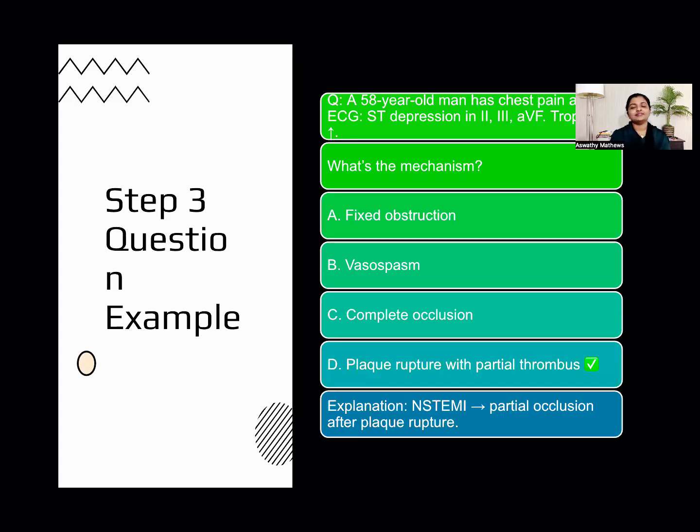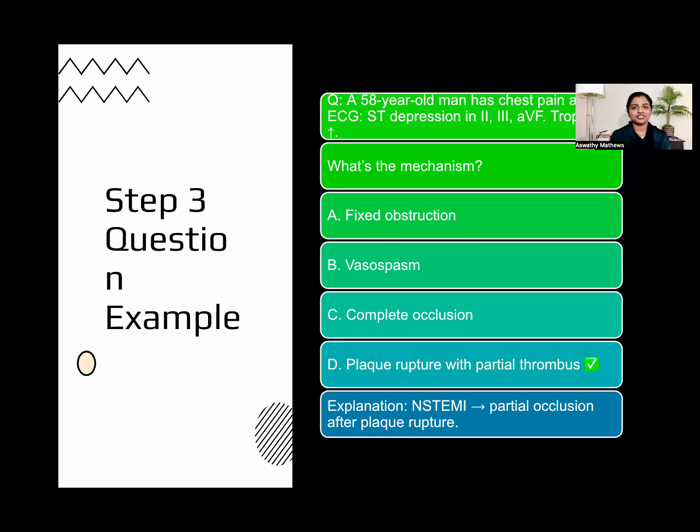Here we can discuss a question. A 58-year-old man has chest pain with ECG findings of ST depression in leads 2, 3, and aVF. He also has elevated troponin. What is the mechanism? ST depression really shows it's an NSTEMI. Elevated cardiac troponin shows there is cardiac muscle ischemia. And leads 2, 3, aVF show that something really significant is happening.